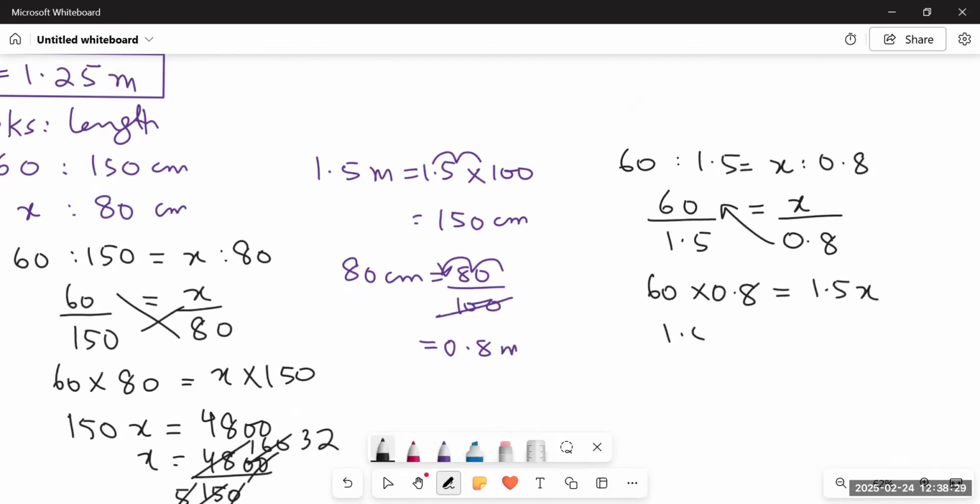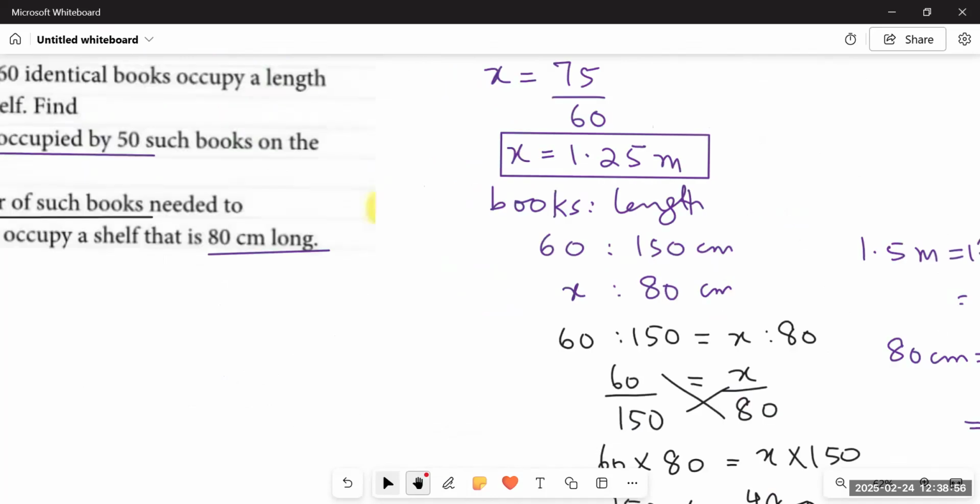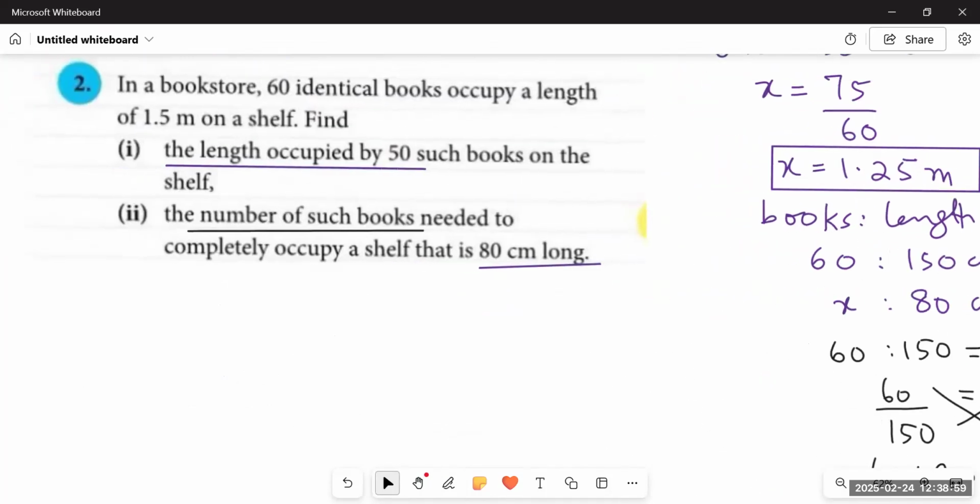So we can keep it as 1.5x is equal to 6 8s are 48. And then when we divide 48 by 1.5, the answer would be the same, that is 32. So you see, in both the cases, we are getting the same answer. But the important thing is, if one of the quantities is in a different unit and the other one corresponding to that is in another unit, first we have to make the two units similar and then we will go on further. We have solved both the parts. Now let's move to the next question.